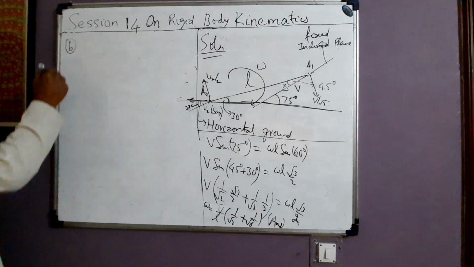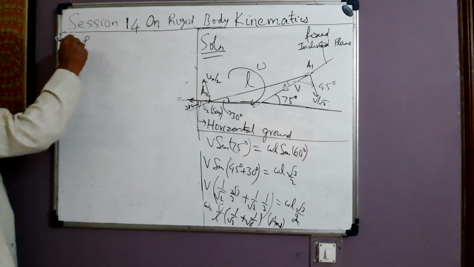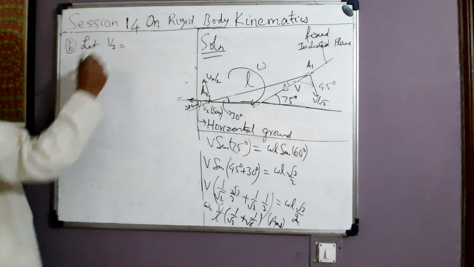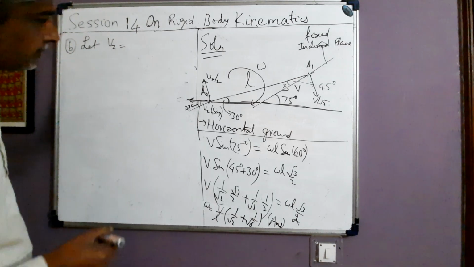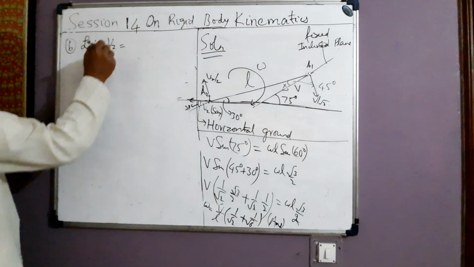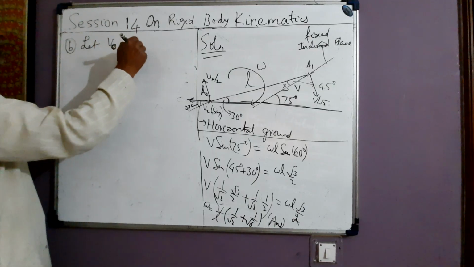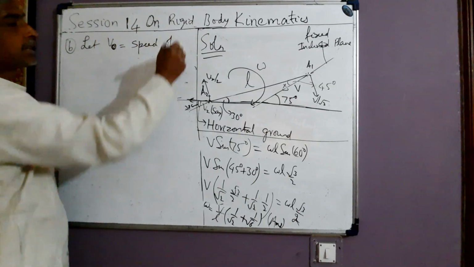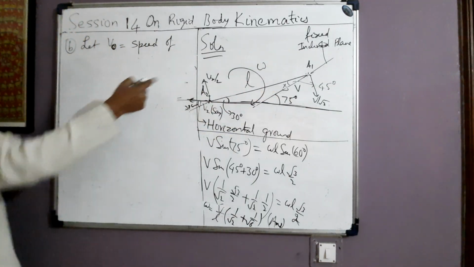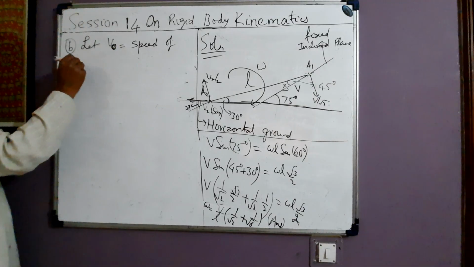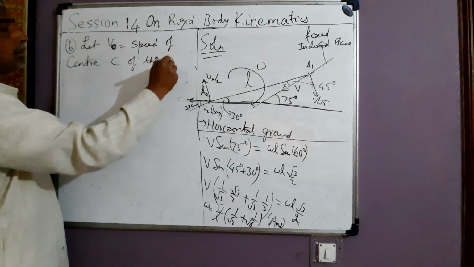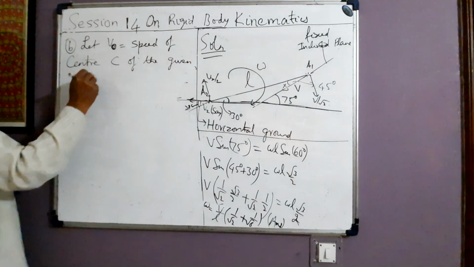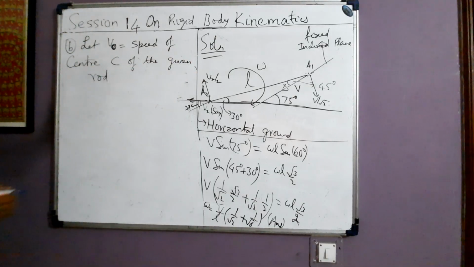So let V0 be the speed of center C of the given rod.